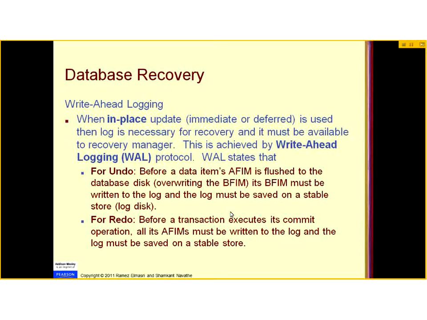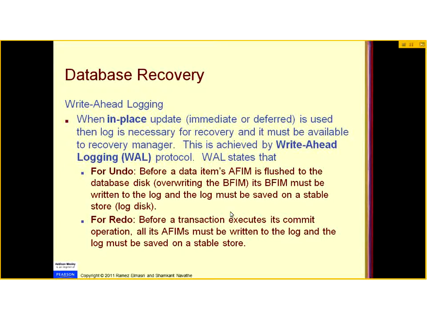The basic purpose of write ahead logging is that, for undo operation, before a data item's after image (AFIM) is flushed to the database disk, it means on the disk we are going to overwrite the BFIM. So before the data item AFIM is flushed to the disk, its BFIM, before image, must be written to the log, and the log must be saved on a stable storage, so that whenever you have to undo, you can read the BFIM value from the log and restore it. So this is called write ahead logging protocol.